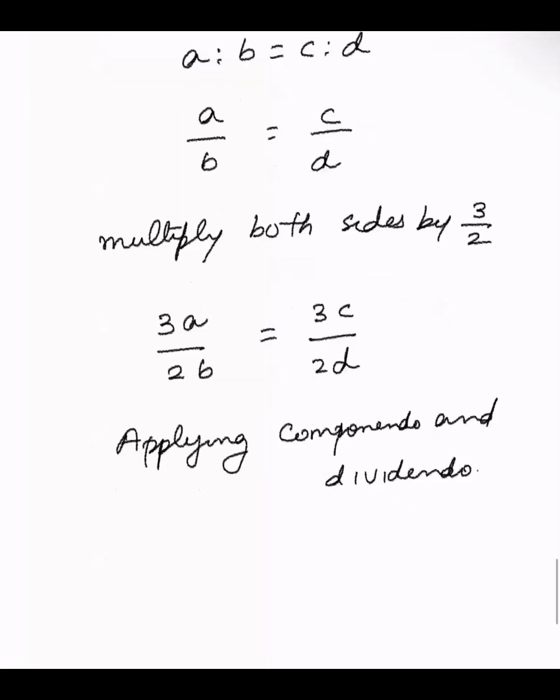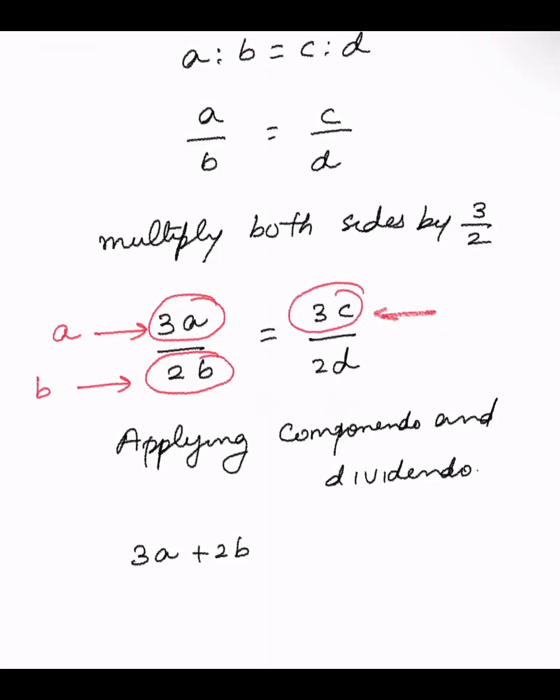What do you get now? Componendo, here numerator is 3A, so 3A plus 2B. Why 3A plus 2B? This entire thing has to be considered as A. This entire thing is considered as our B part. This entire thing is our C. This entire thing is our D. So you can take it as 3A plus B, A plus B is 3A plus 2B by A minus B.